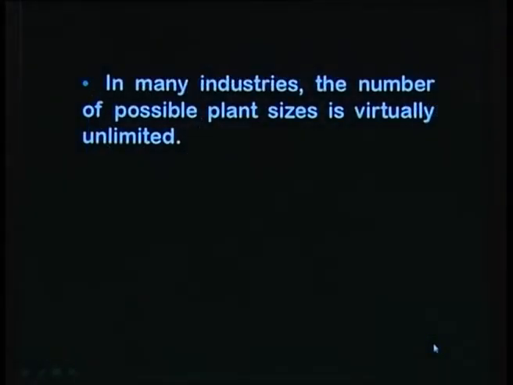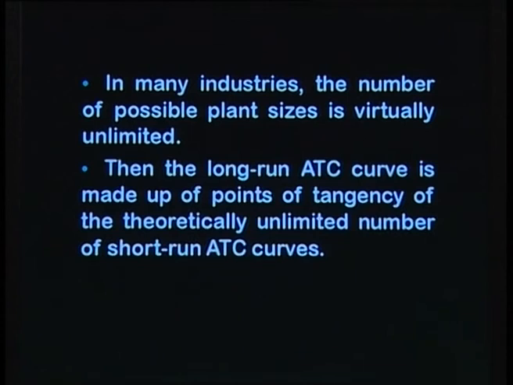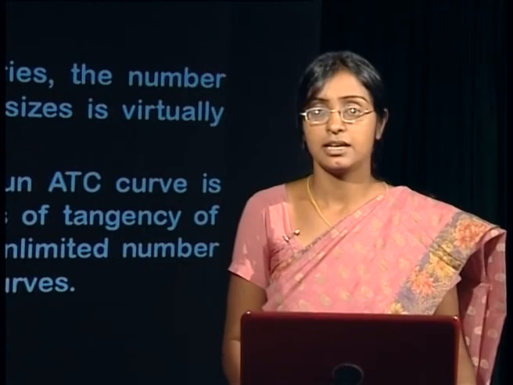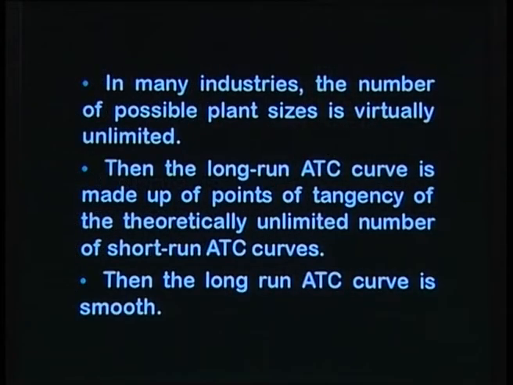In many industries, the number of possible plant sizes is virtually unlimited. Then the long run average total cost curve is made up of points of tangency of the theoretically unlimited number of short run average total cost curves. To find the long run average total cost curve, we have to find all the short run total cost curves in the long run and we have to point out the tangents of all these curves. Then the long run average total cost curve is smooth.